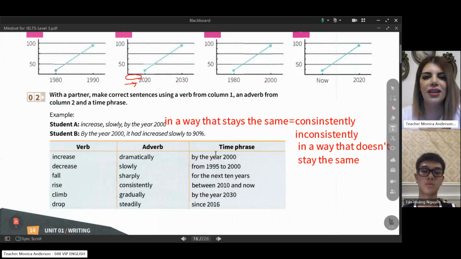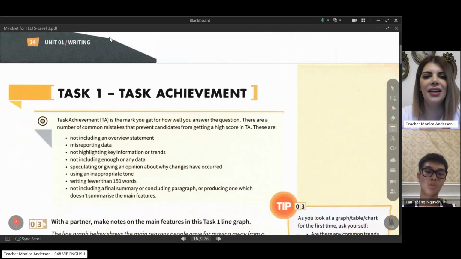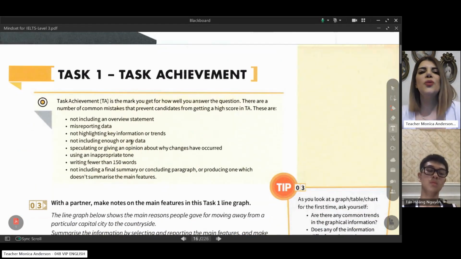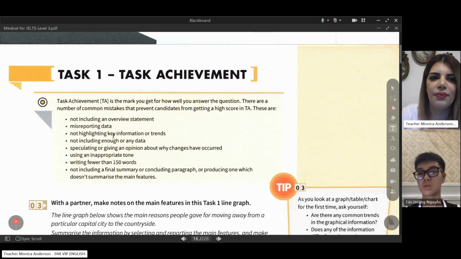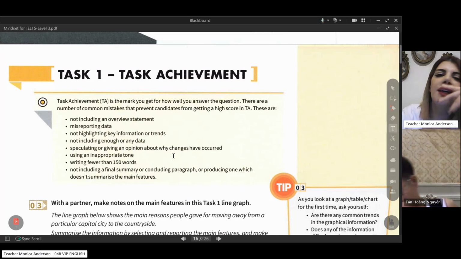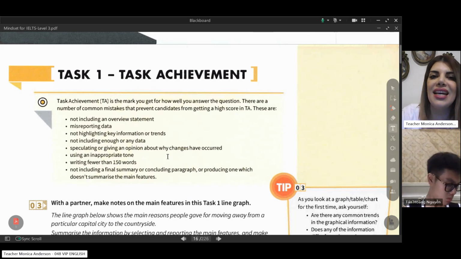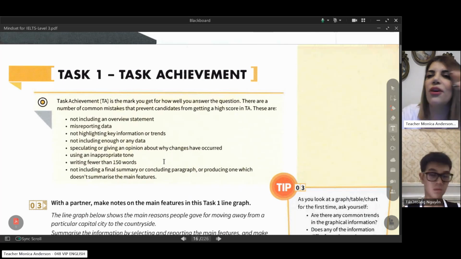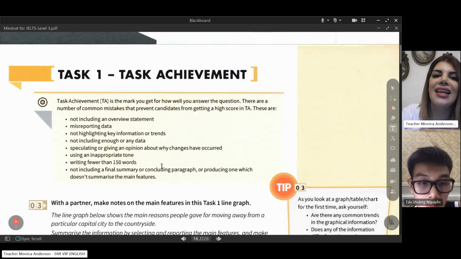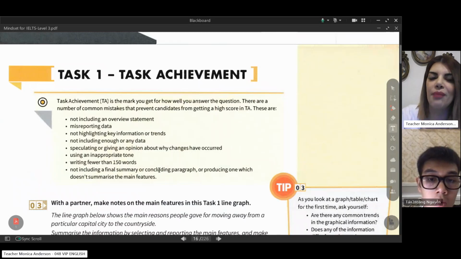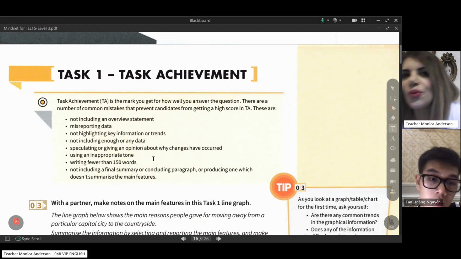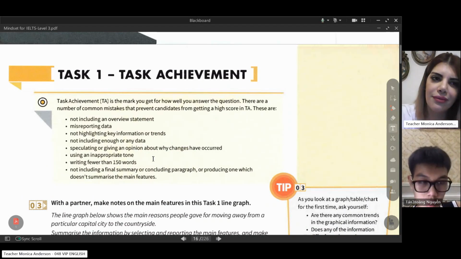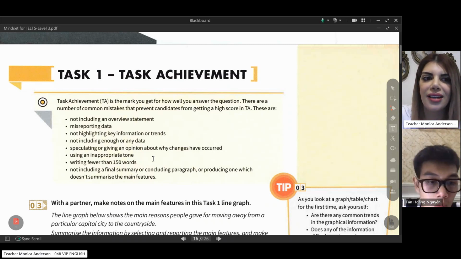now let's move on to our topic again. Okay, well, task one, as you can see, task achievement, or TA, is the mark you get for how well you answer the question in task one. And there are a number of mistakes that prevent candidates from getting a high score in task one, or getting a high score in TA. For example, as I told you, the most important part in writing task 1 is the overview. So that's really important, how to write it.